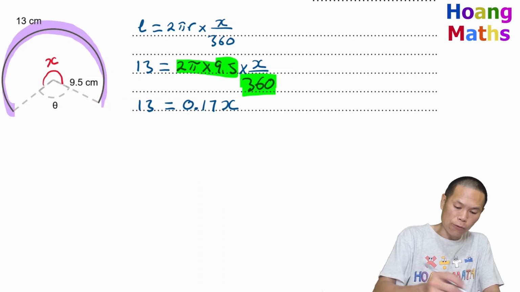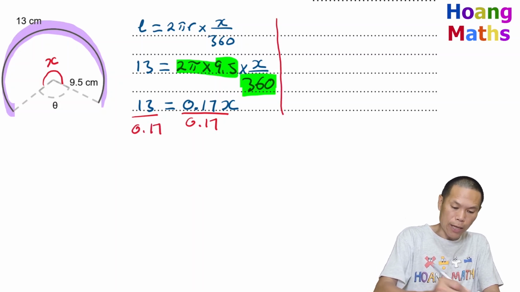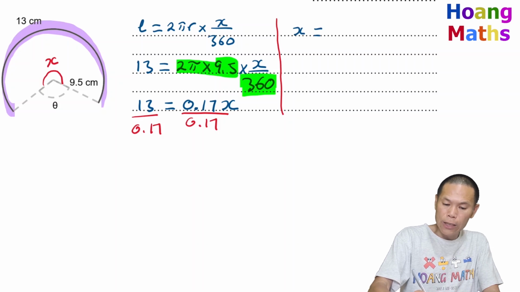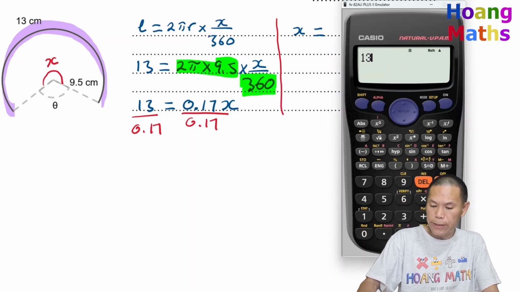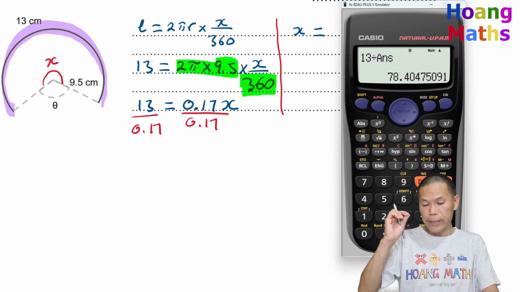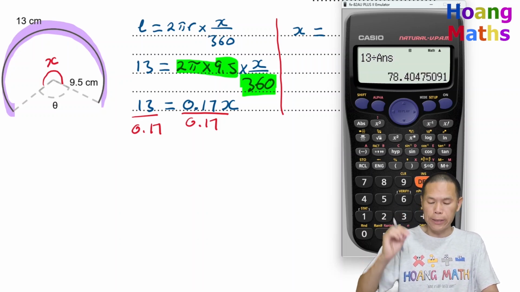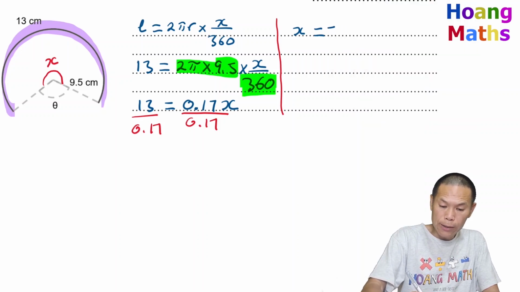So now we just divide this by 0.17, divided by 0.17. Let me just draw a line here. So that is x is equal to, so just go 13 divided by the answer. So there you go, 78.4 degrees. Okay, so x is equal to 78.4 degrees.